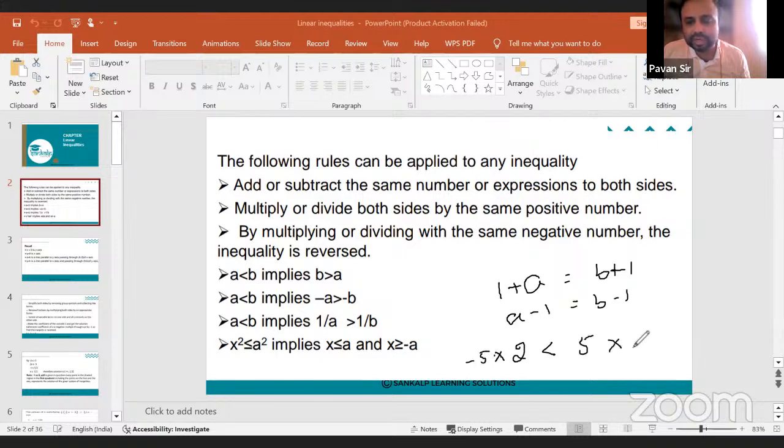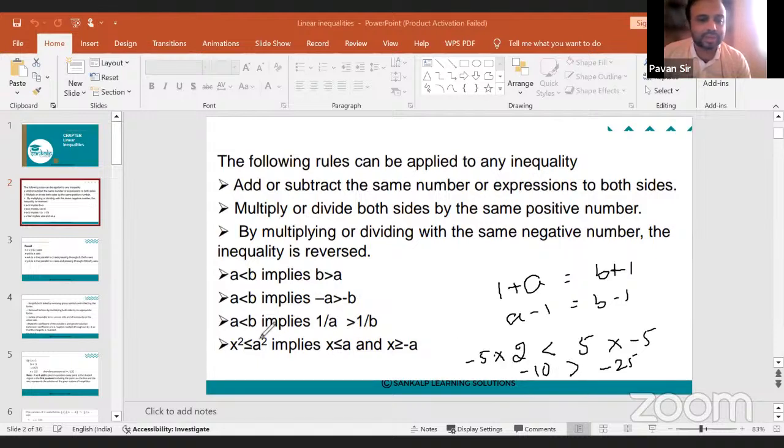Minus 5 into 2 is minus 10. Minus 5 into 5 is minus 25. So minus 10 is greater than minus 25. So when I multiply the negative number on both sides, the inequality sign changes. Means it is reversed. So similarly with division also.